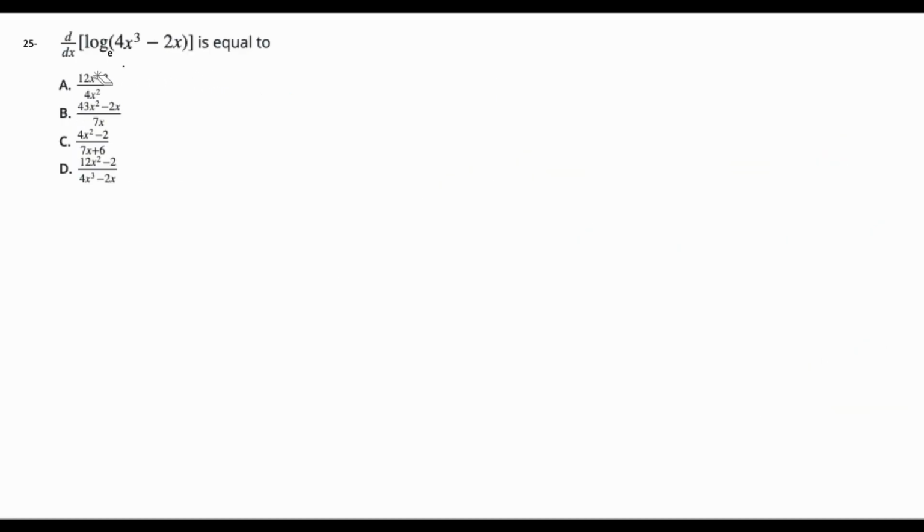Question 25 wants us to differentiate this expression. Now, to differentiate an expression such as log of 4x cubed minus 2x, we would need the chain rule. We use the chain rule for differentiation when we have a function lodged into another function. So when we have a function lodged into another function, then we use the chain rule.